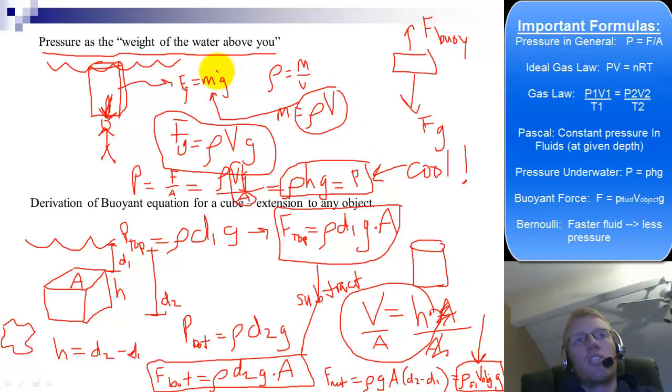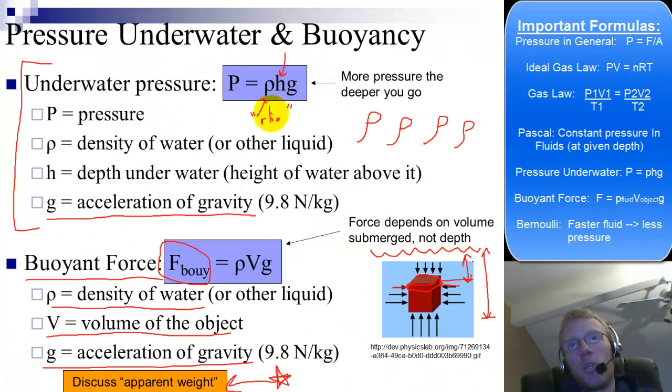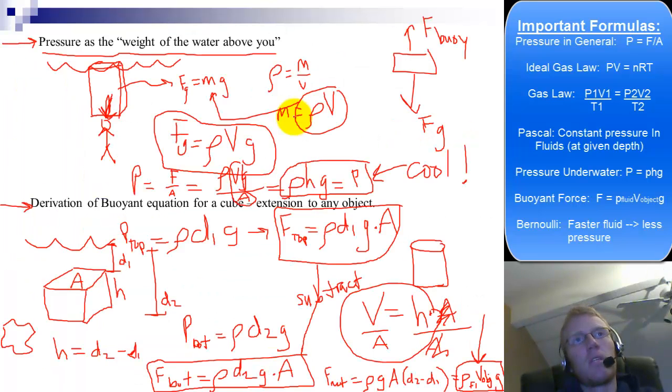So again, these are just two different ways to visualize the pressure underwater and the buoyant force. Since here I'm just giving you the formula, I want you to really understand where they come from and why they are the way that they are. It's not just some magic that we found out. It's very intuitive, based on the idea that the deeper you go, the more pressure there is, because there's all this water above you pushing down on you.